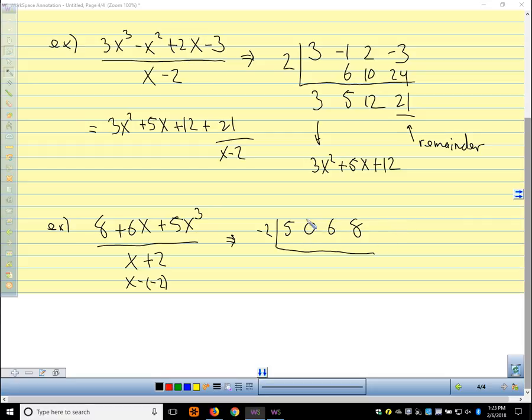Now we're going to do this division. We need to put a placeholder in when we do synthetic division or long division if they're missing powers of x. All right, so bring the 5 down, multiply, add, multiply, add, multiply, and add. This one's my remainder.